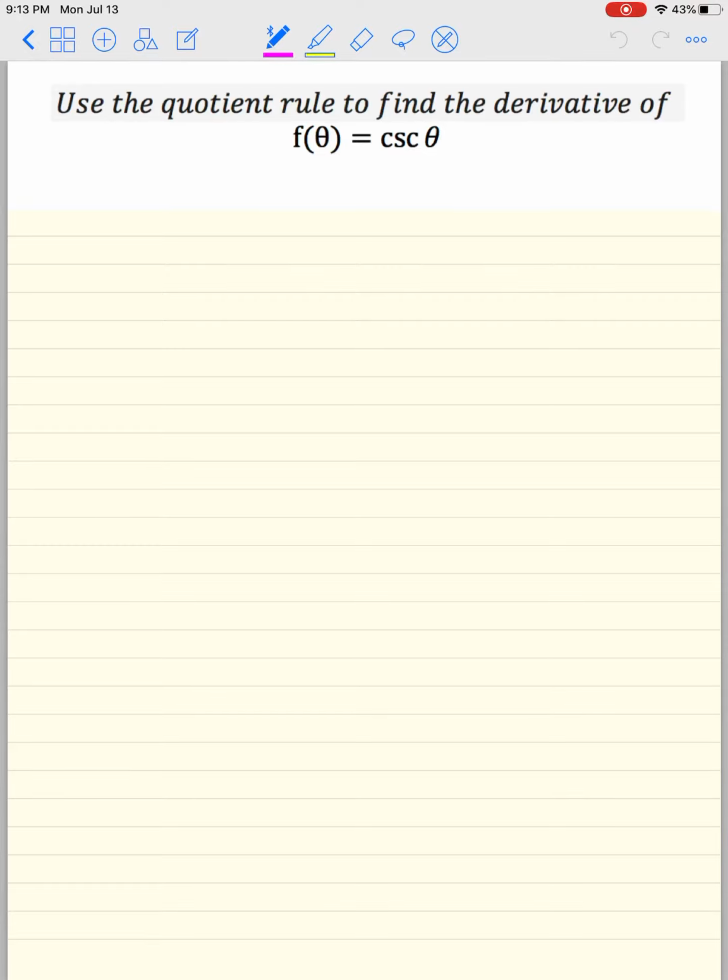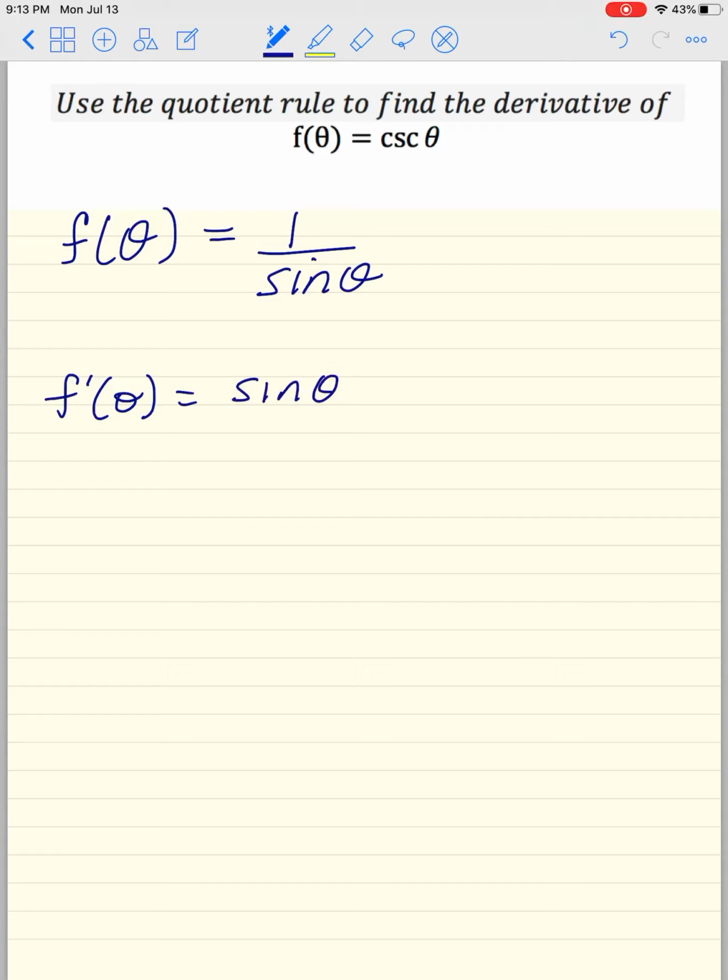So use the quotient rule to find the derivative of f of theta equals cosecant theta. So first thing is I'm going to rewrite it, and that's going to be 1 over sine theta. And now I'm going to use the quotient rule. Well, we're going to keep the bottom, derivative of the top. Do you guys remember what the derivative of 1 is? It's 0. Keep the bottom, derivative of the top, minus keep the top, derivative of the bottom. Do you guys remember what the derivative of sine theta is? Cosine theta. All over the bottom squared.